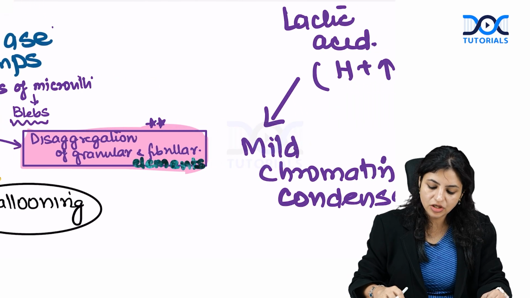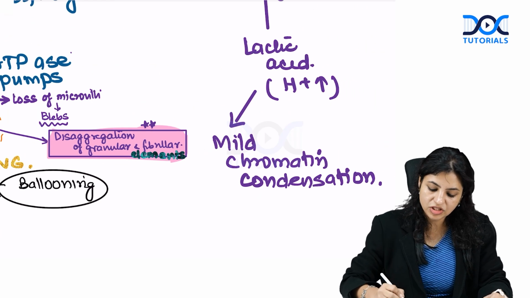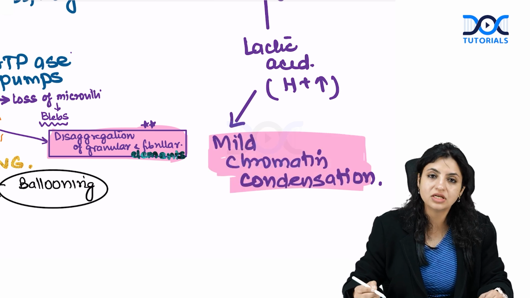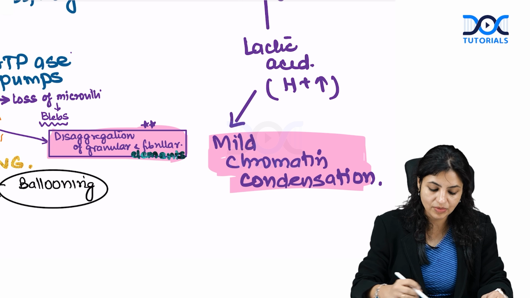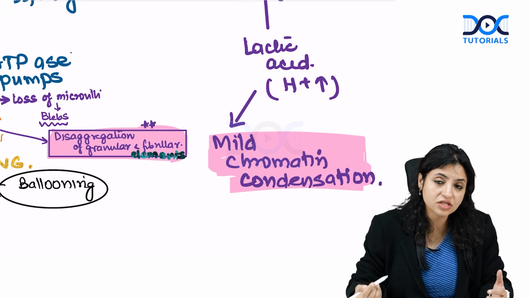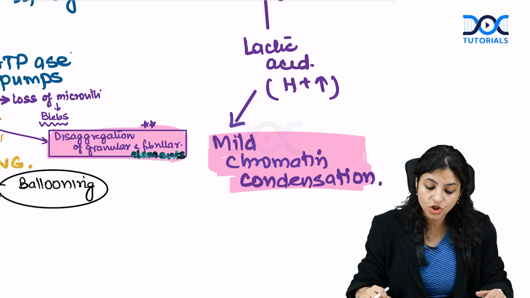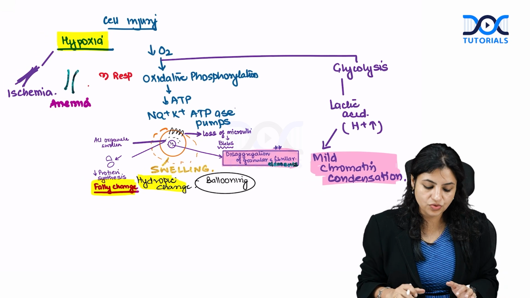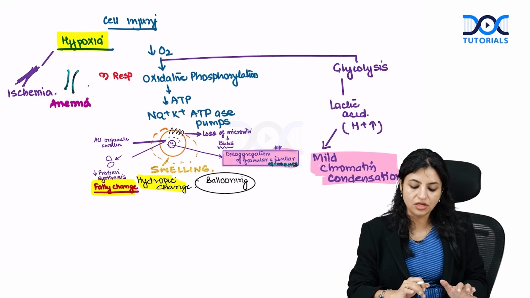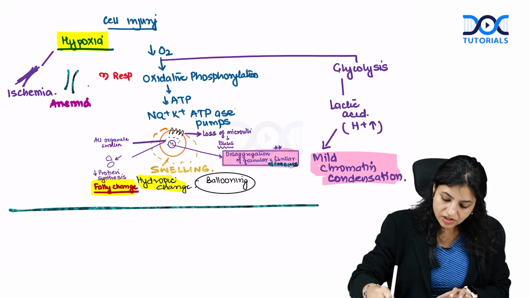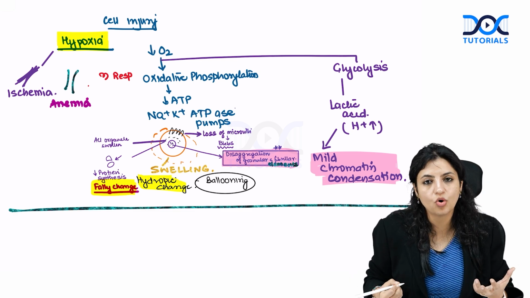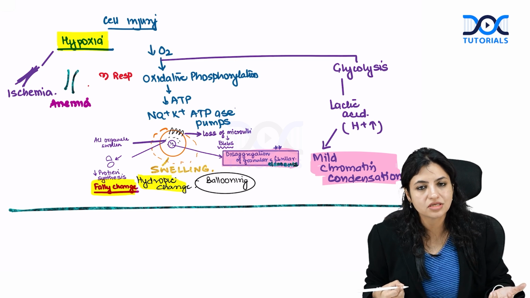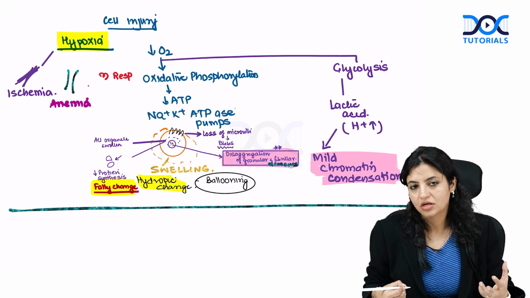So if somebody asks you what nuclear changes you see in reversible cell injury, you can say you will see mild chromatin condensation and disaggregation of the granular and fibrillar elements. These are classical reversible features seen in the nucleus. These are the classical features which you see in cell injury, and you should be very, very clear. So till here everything is reversible. Why? Because as soon as you give oxygen, everything reverts.